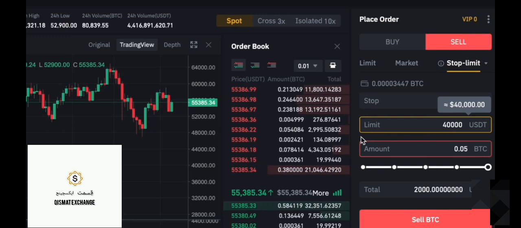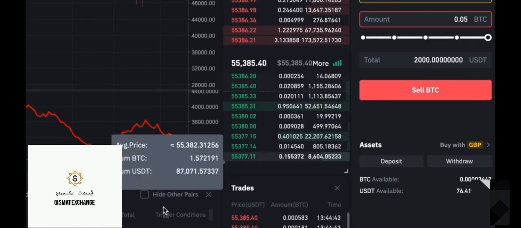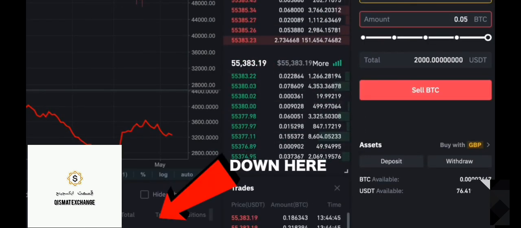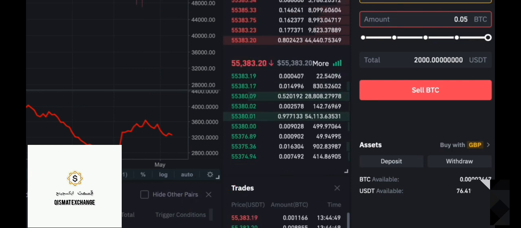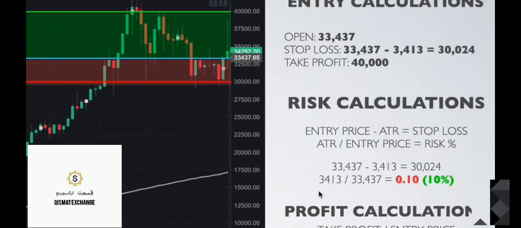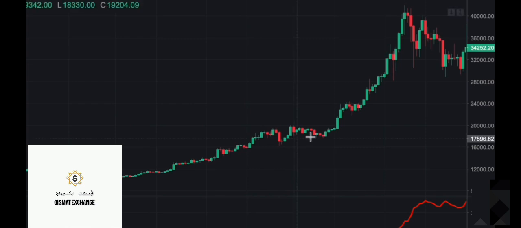All of your orders that aren't executed or haven't gone through yet will be down in your open orders. You can view them, cancel them, and if they have gone through, they'll be in your order history. Let's go back to these risk calculations. Absolutely everything in here has been input on to Binance. Let's go back to Binance, see how this trade went.